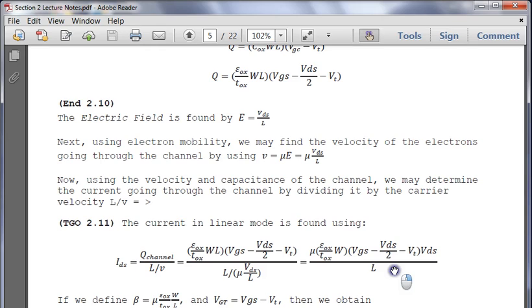And now we have the length, and we have that equal to the mobility of the electron times VDS over L. What's going to end up happening is these L's are going to cancel out here. And we're going to end up getting the mobility times the permittivity of oxide divided by the thickness of the oxide, times the length times the width, VGS times VDS over 2 minus VT times drain source voltage, all divided by the length.